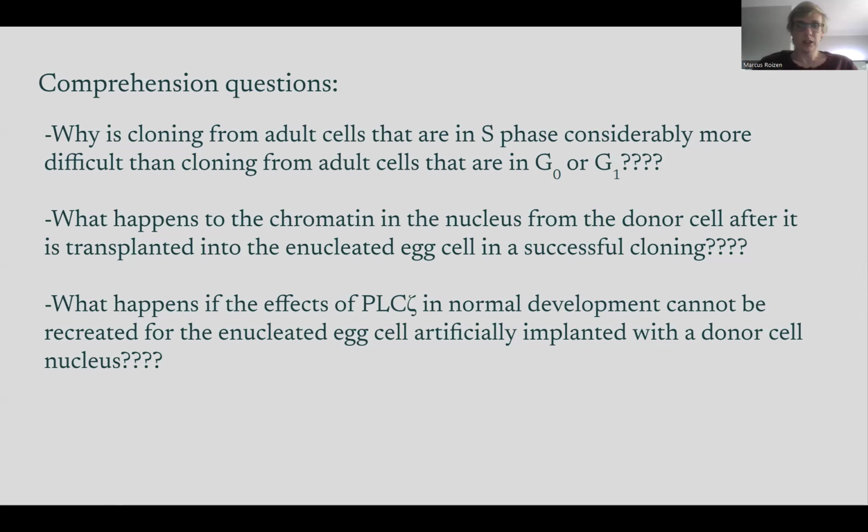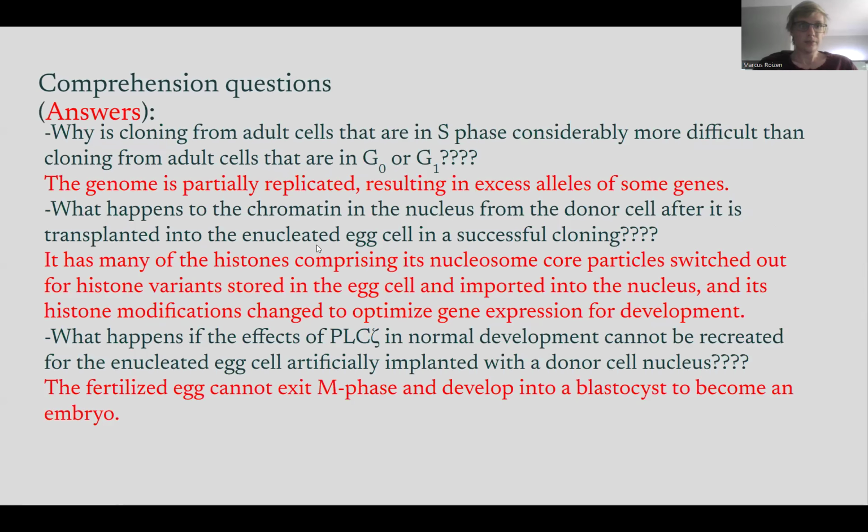And here are the answers. In S phase, the genome is partially replicated, resulting in excess alleles of some genes. So the nuclei of these cells do not have the correct ploidy of genes.